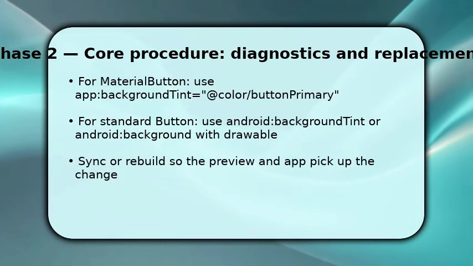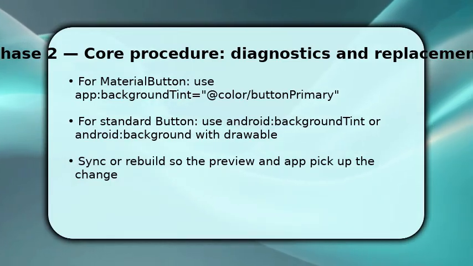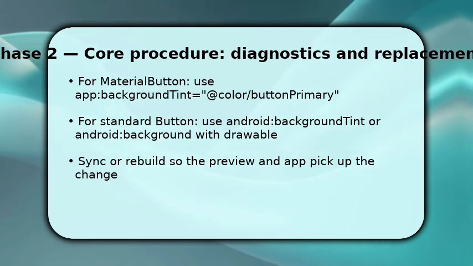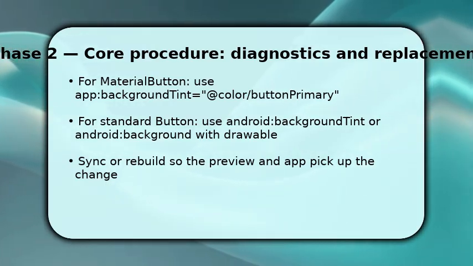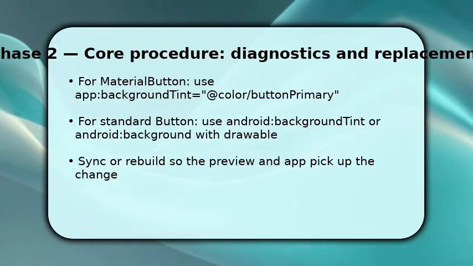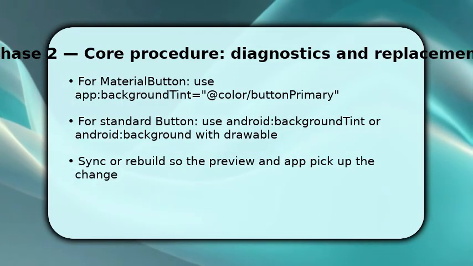Now apply the color to the actual button. If you use MaterialButton, set app:backgroundTint to @color/button_primary. This respects material theming and ripple effects. For a standard button, use android:backgroundTint or replace android:background with a shape drawable referencing the color.